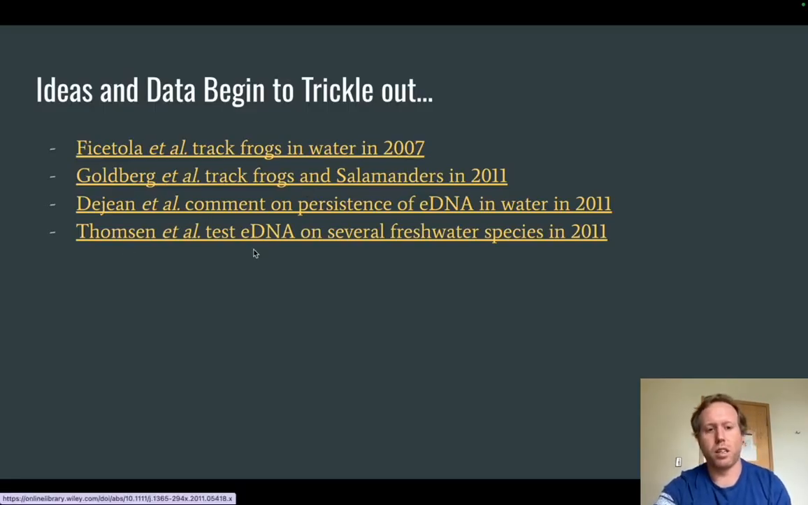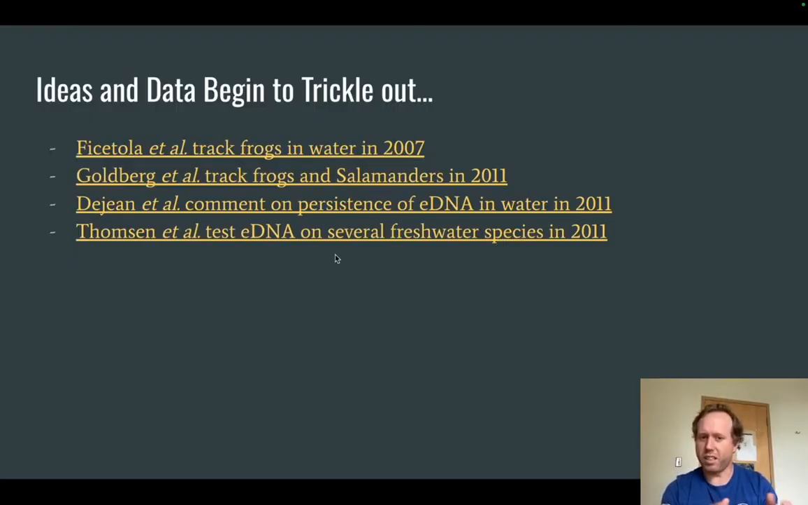And then Thompson and some others looked at several freshwater species, like the beginnings of barcodes that came out in 2011. But at this time we had ideas and data that began to trickle out that was kind of directionless, if you will, at least from a large perspective. These are huge steps forward in expanding the number of matrices that we can get environmental DNA from. We started with ice cores, we went to ancient human bone and hair, and then we went to water, and then we sort of stuck in water for a little while, but there are multiple matrices that eDNA can be isolated from.